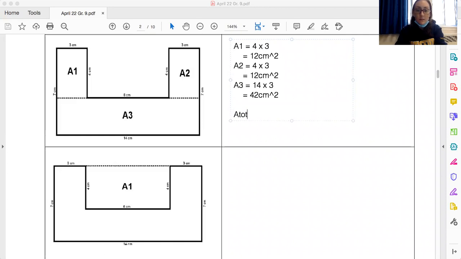And our very last step is to add the total. So we're going to add our A1 plus our A2 plus our A3, which gives us 12 plus 12 plus 42, which adds up to 66 centimeters squared. So if you're getting a different number, I think there's probably something wrong. Okay.